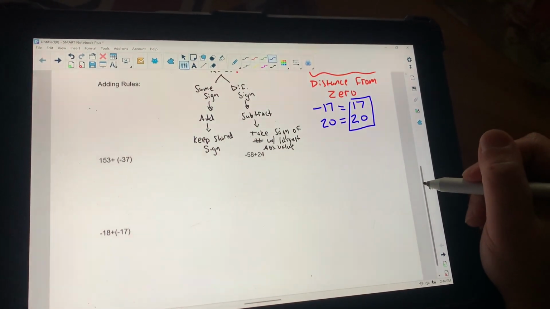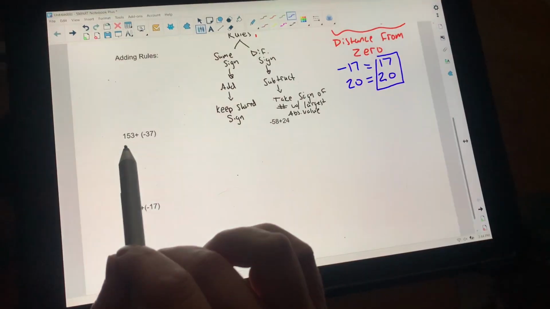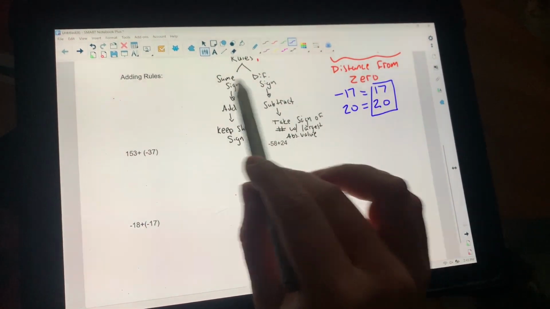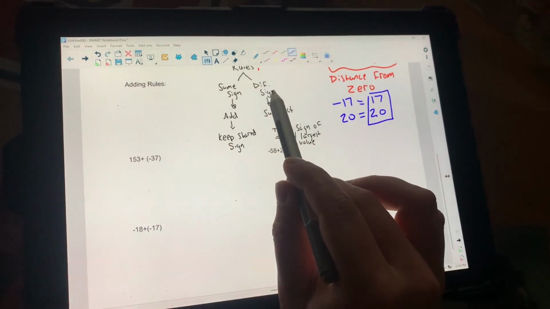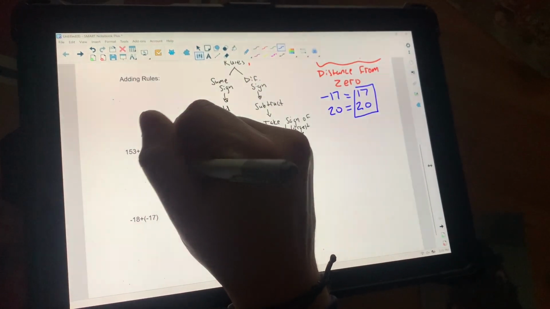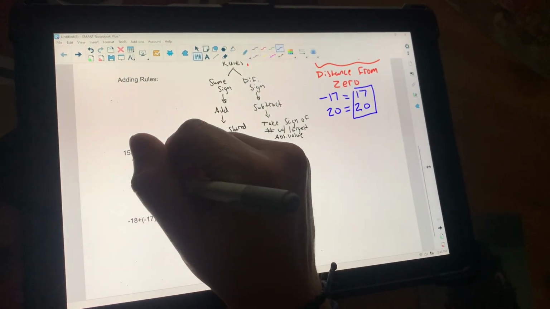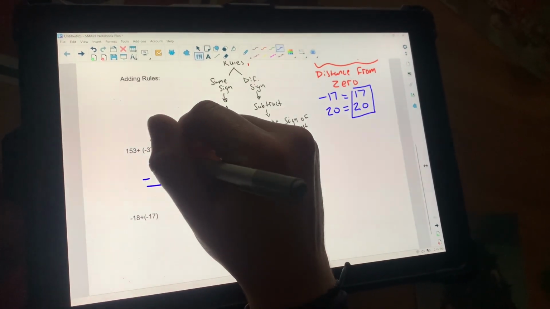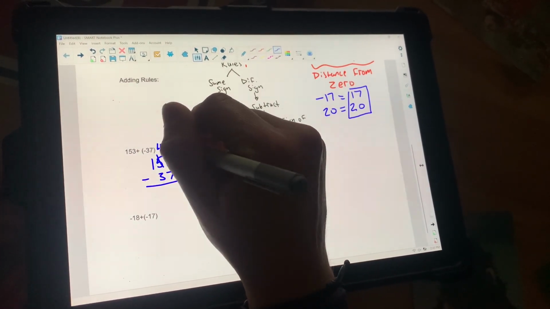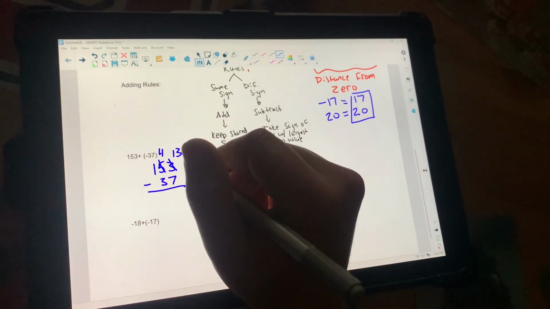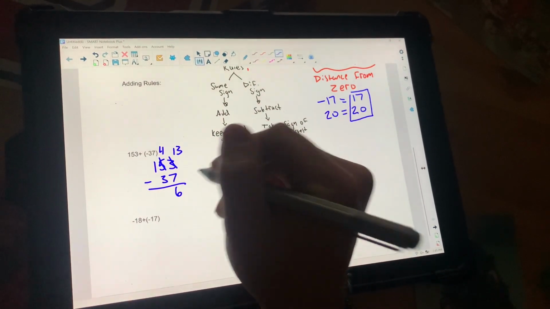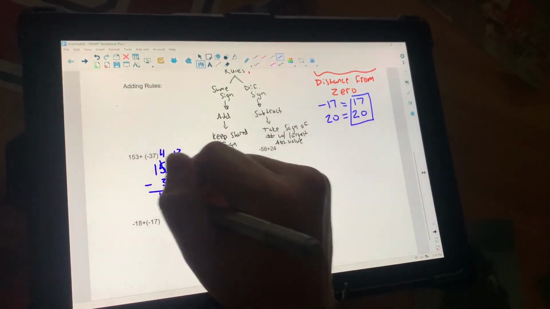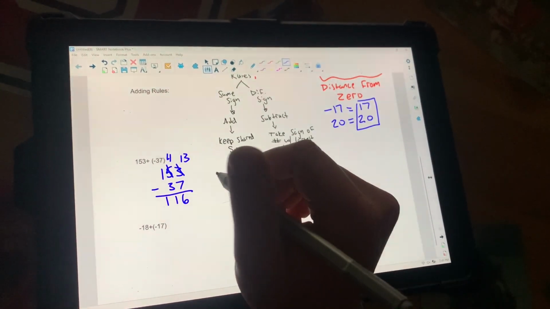So let's go through and do a couple of these. So we have 153 plus negative 37. So we're going to go up here. Same sign or different sign? They have different signs. So we're going to subtract. I'm going to go 153 minus 37. 3 minus 7 can't do yet, so we have to borrow. So that changes to a 4. This is a 13. 13 minus 7 is 6. 4 minus 3 is 1. 1 minus 0 is 1. So we end with 116.